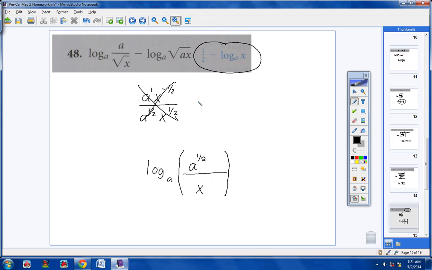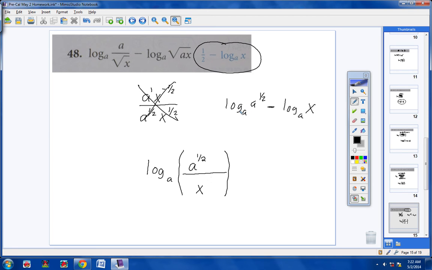But what they did for their final answer is they noticed they had a base a here, and they noticed they had a base a here, and they noticed that the argument was being divided, so they went backwards and they wrote log base a of a to the 1/2 minus log base a of x. Now why they subtracted the two logs is, remember, when your arguments are dividing, that's the same thing as subtracting your two logarithms. And now they noticed here they had a like base.